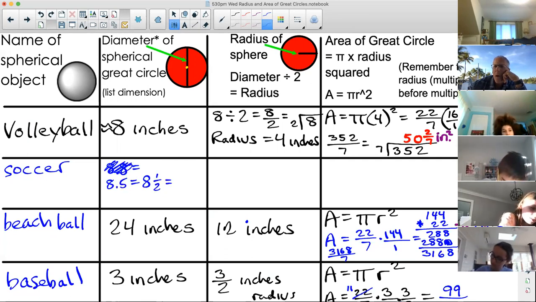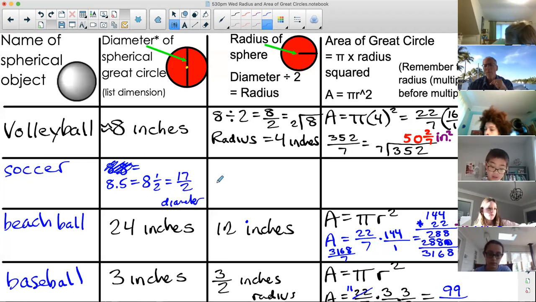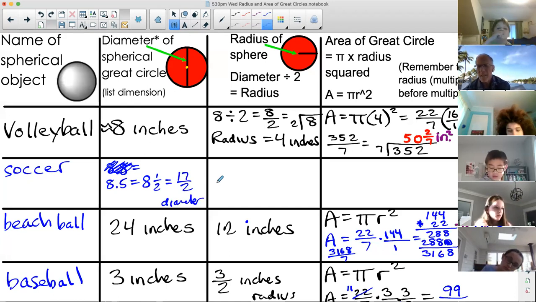9 halves. Not 9 halves. 17 halves. It is 17 halves. 8 times 2 plus 1 halves. 17 halves is our diameter. Now, using 17 halves, who can tell me what the radius is as an improper fraction?